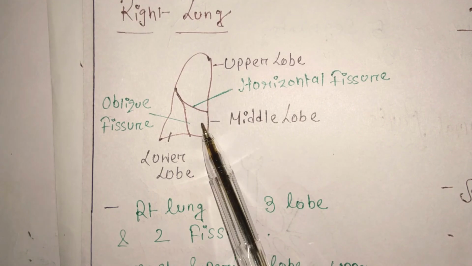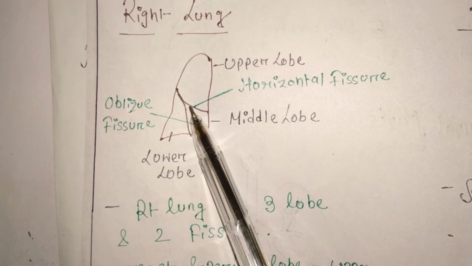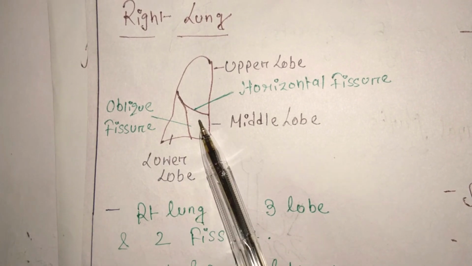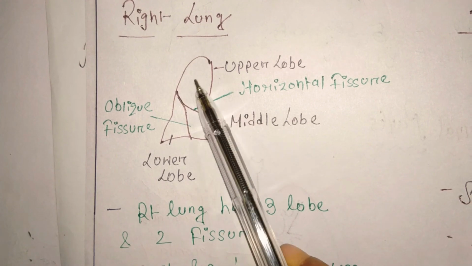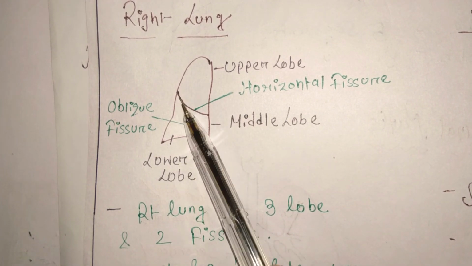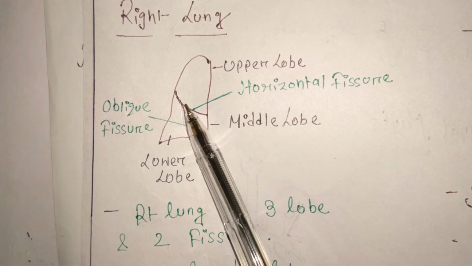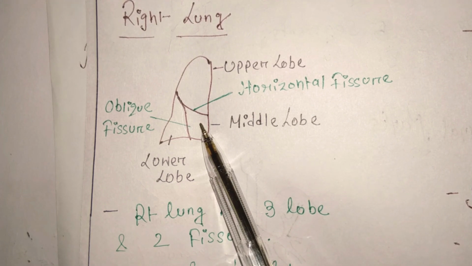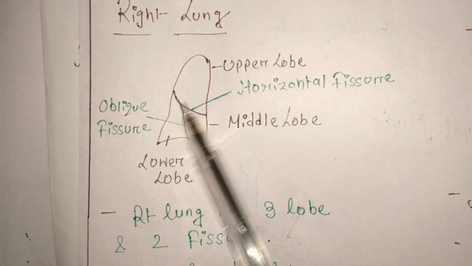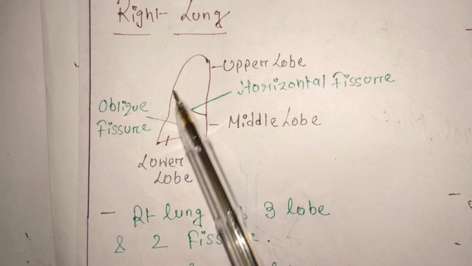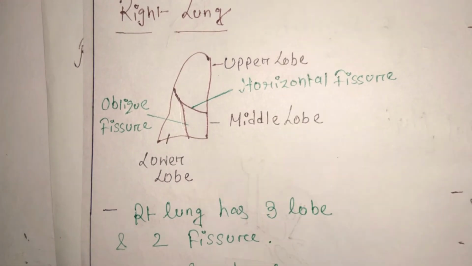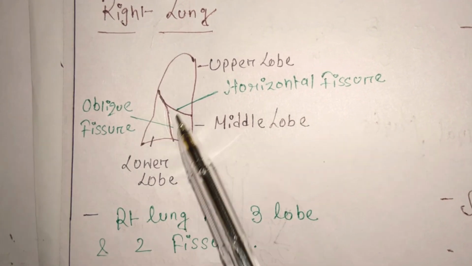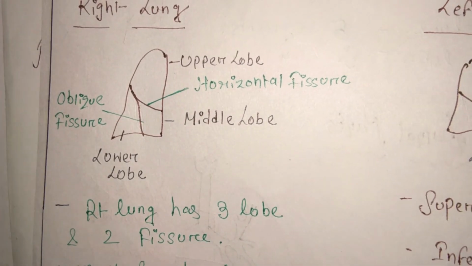The upper and the middle lobe are separated by the horizontal fissure. This fissure is called the horizontal fissure, and the oblique fissure divides the middle lobe from the lower lobe and the upper lobe from the lower lobe. From here the oblique fissure starts, and from here the horizontal fissure starts. It's clear, right? If you have any doubt in this portion, tell me.